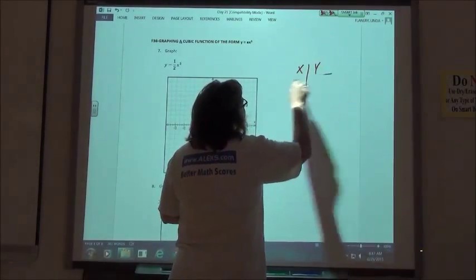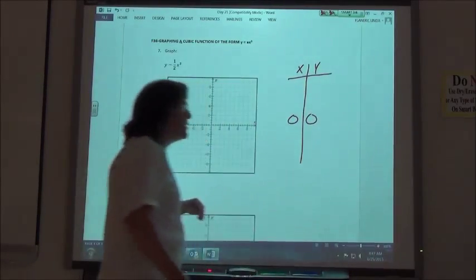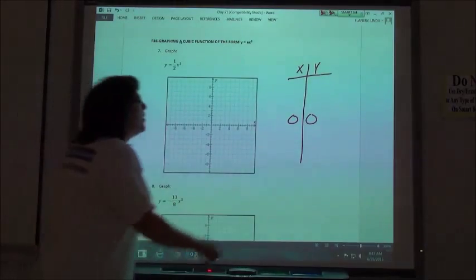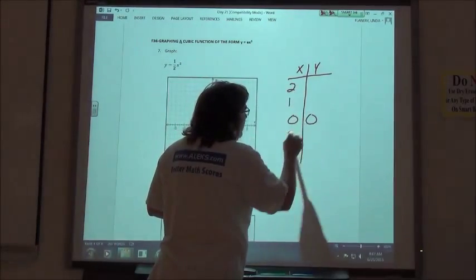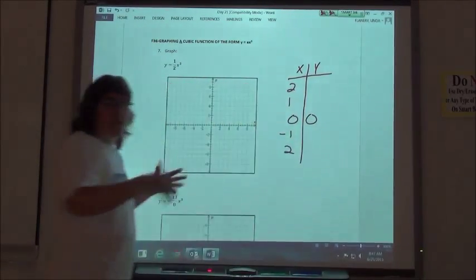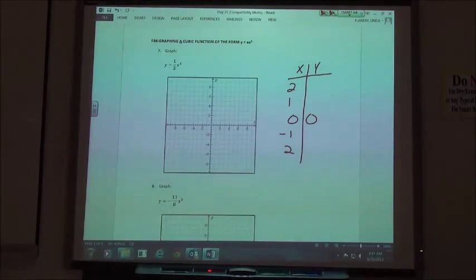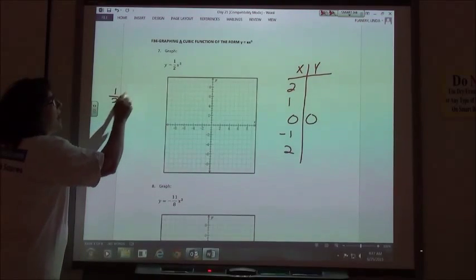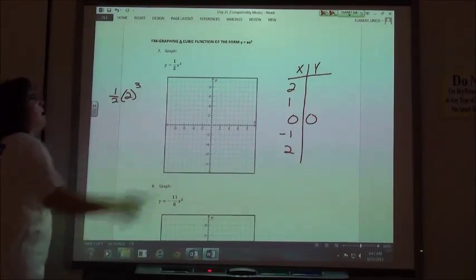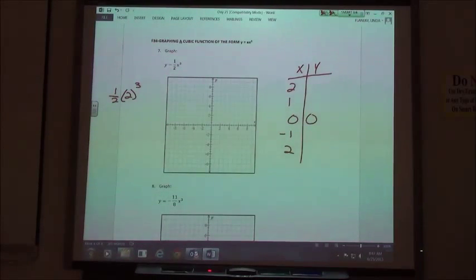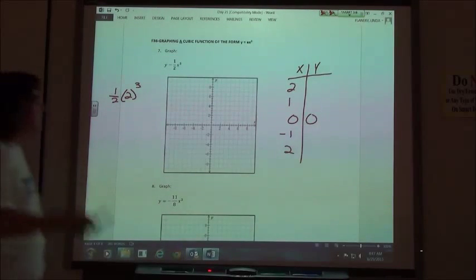They're just going to make their table. They know that there's no shifts, so the center's at 0, 0. So we're going to use the same values for our x values, just so we're centered around our vertex. And we're going to plug our numbers in and solve. So if I do 1/2 times 2 to the 3rd power, 2 to the 3rd is 8, and half of 8 is 4.